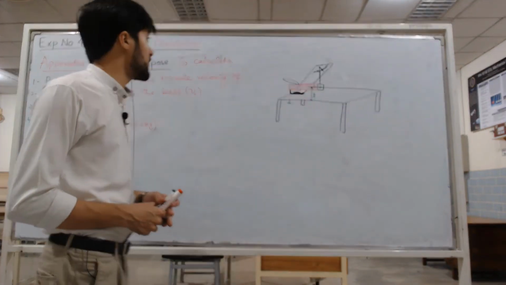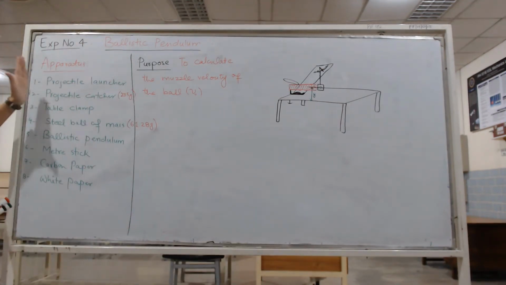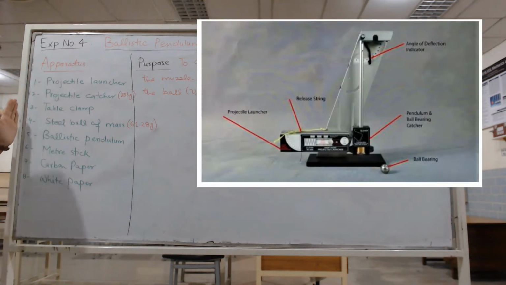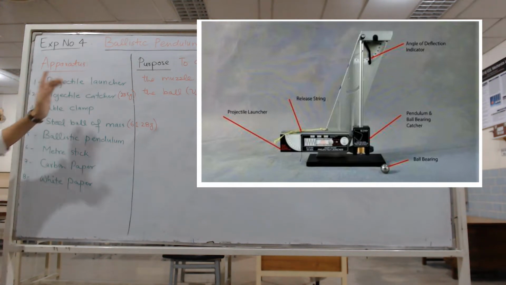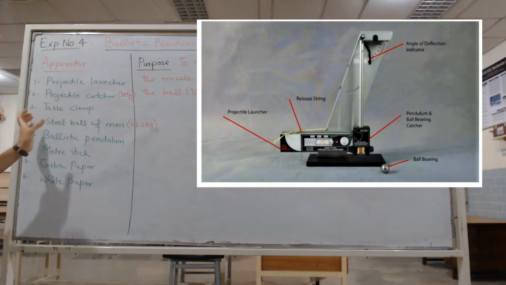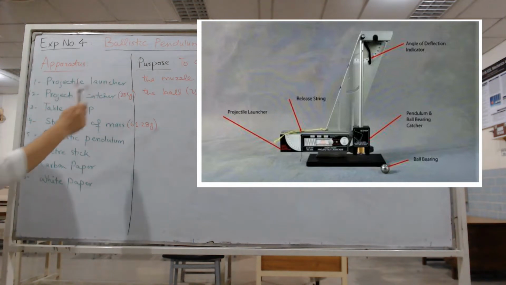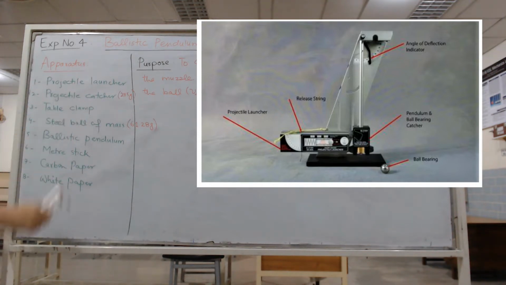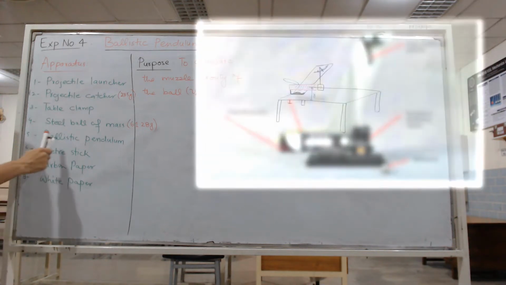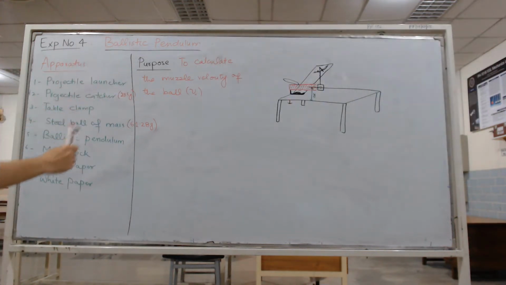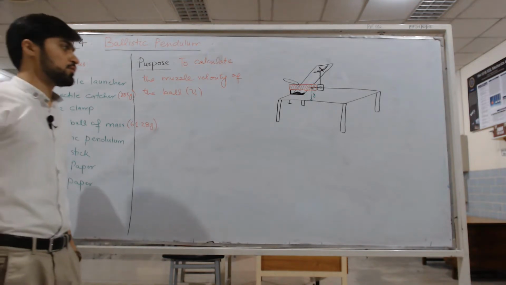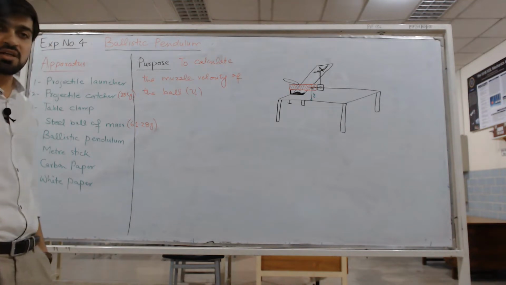Now the apparatus required for our experiment is the projectile launcher, the projectile catcher, as you can see in the figure, and the table clamp, which is used to fix the projectile launcher and the whole setup on the table. We will need a steel ball of mass 61.28 grams. The projectile catcher mass is 235 grams. We will also need a pendulum, a meter stick, carbon paper and white paper for this experiment.